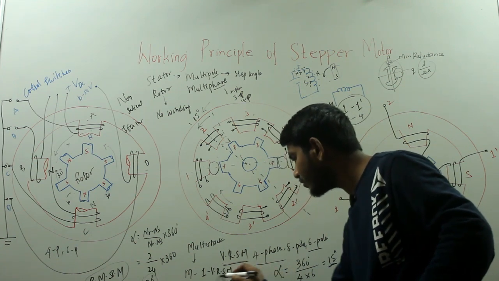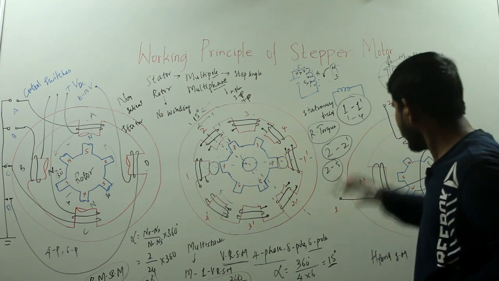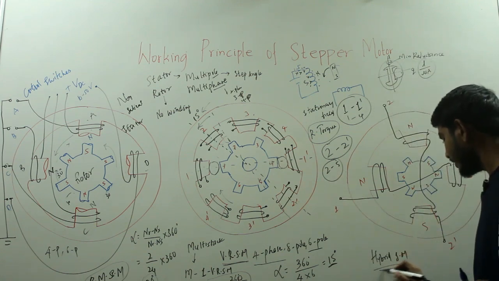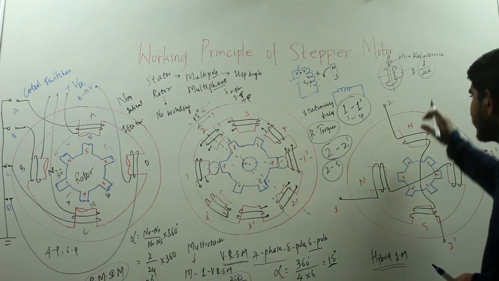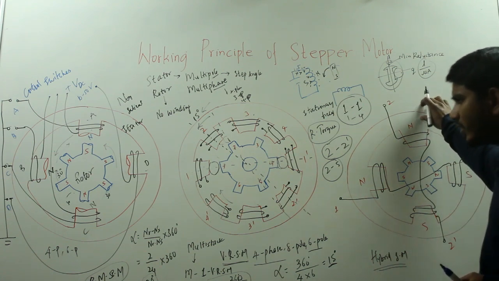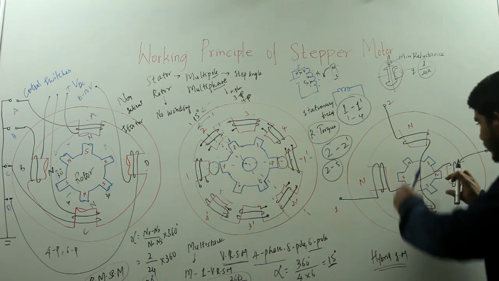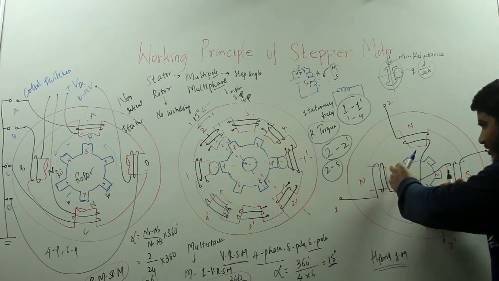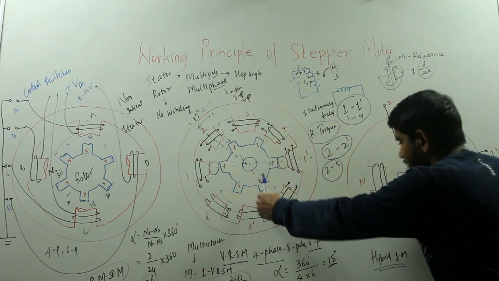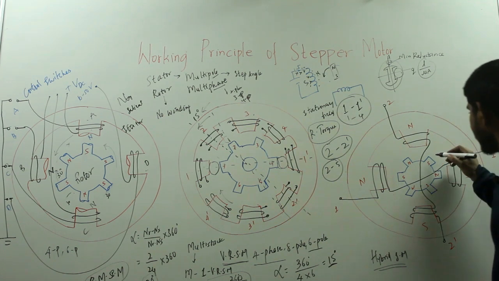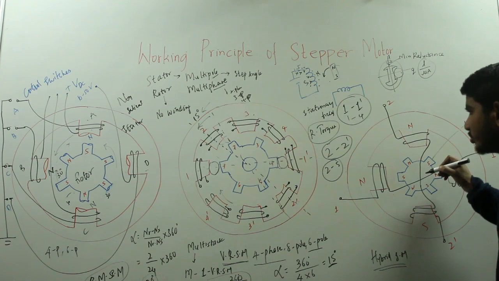So this is alpha for your variable reluctance stepper motor. Now let us move to the third motor, that is the hybrid stepper motor. This hybrid stepper motor is similar to your permanent magnet stepper motor, but the only difference is here the rotor will be having a toothed structure like your variable reluctance stepper motor rotor. So again here it is a permanent magnet, but with a toothed structure.